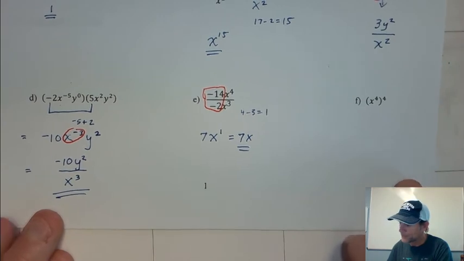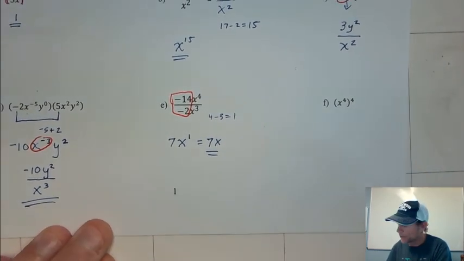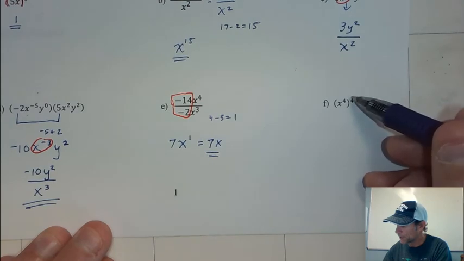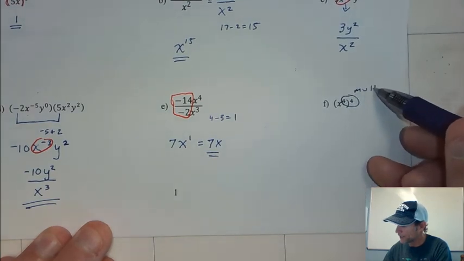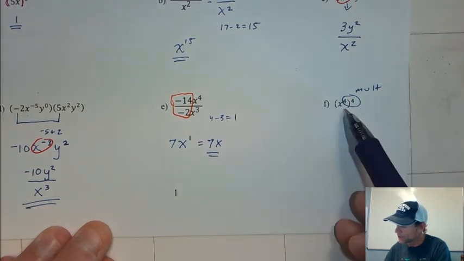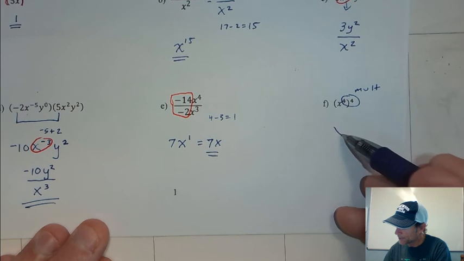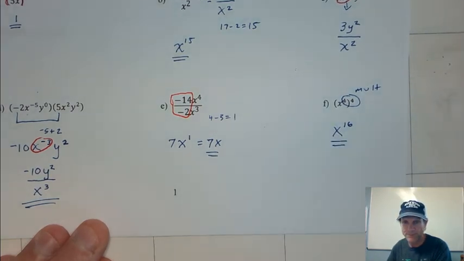And then this is the first time that we see the power to a power rule. I just kind of remember power to a power means multiply. So I have these here that I'm going to multiply together. So I have x to the 4th raised to the 4th, and I get x to the 16th from 4 times 4. So that's the first time we've seen the power rule.